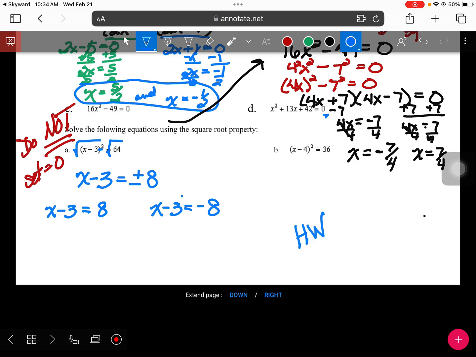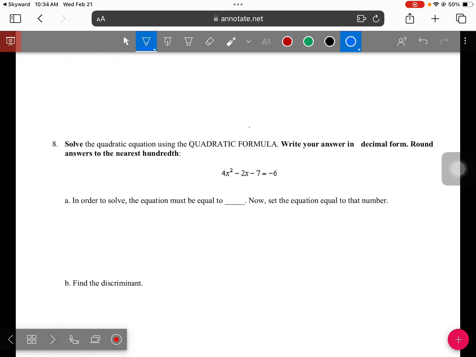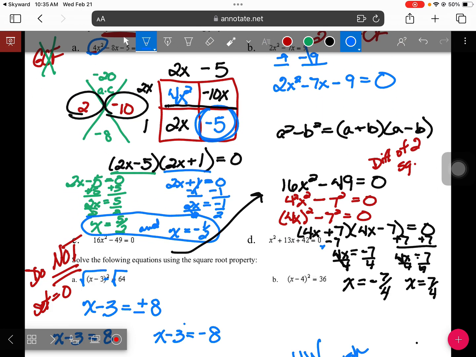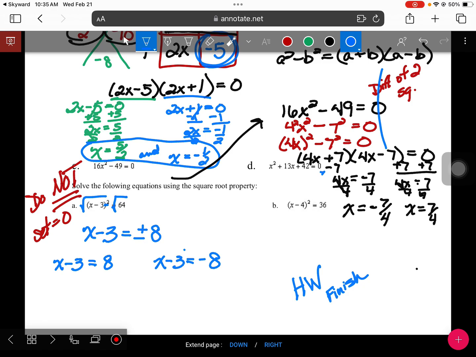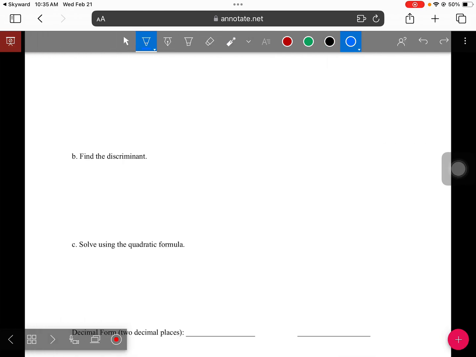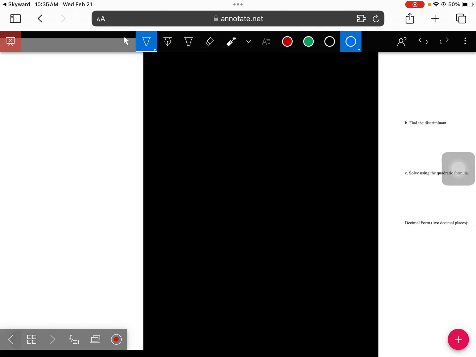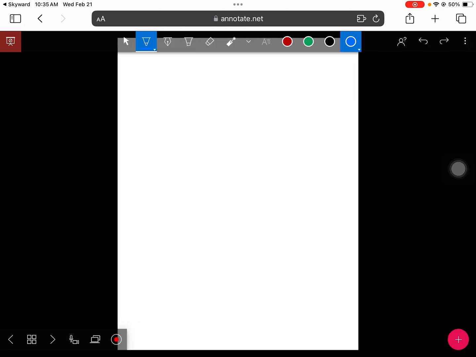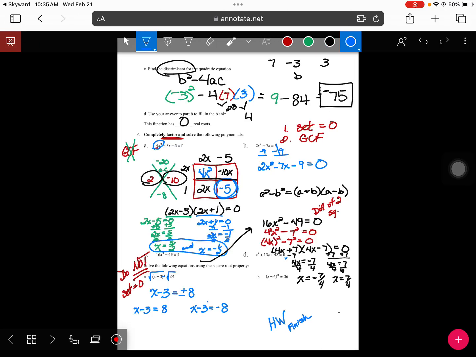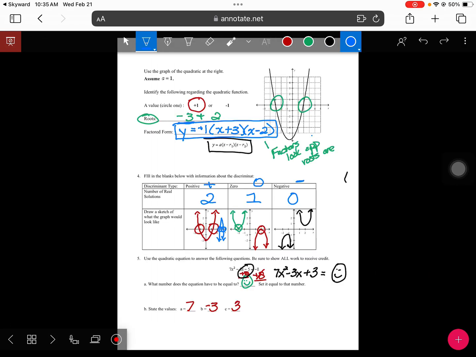Your homework tonight is to try to finish these problems and come back with questions. Yes, it is on Canvas. The review is on Canvas also. Okay, remember the test is on Friday. Test is on Friday, okay?